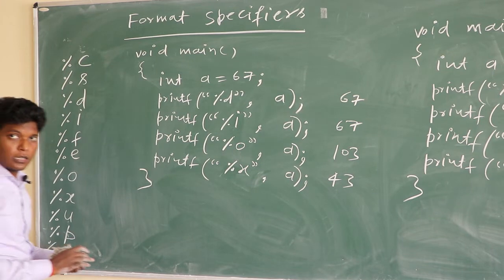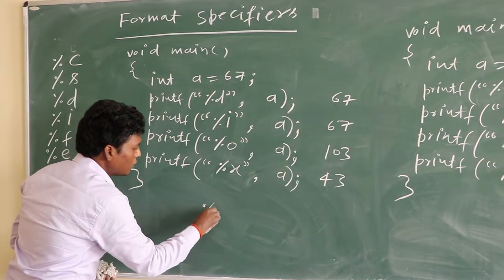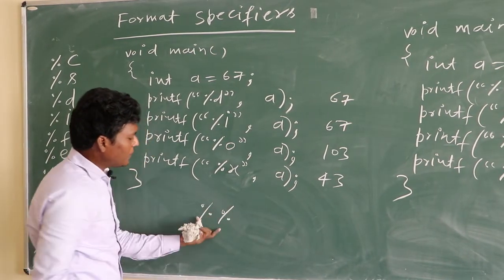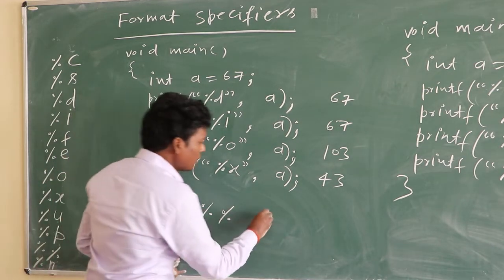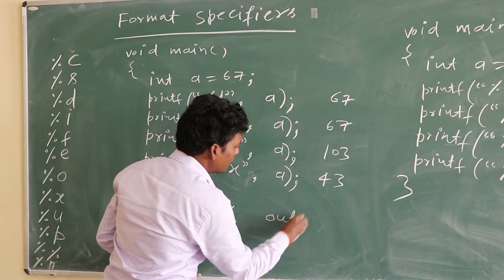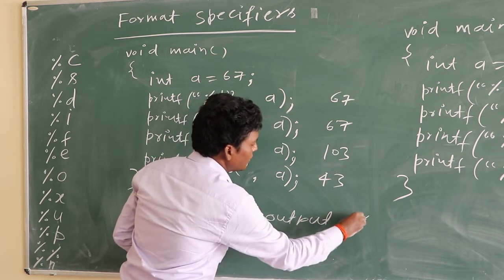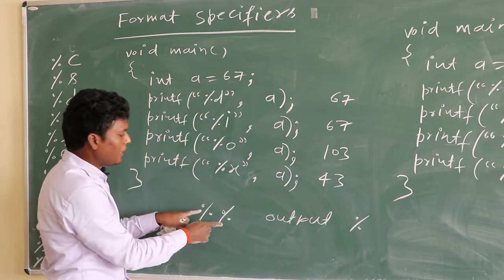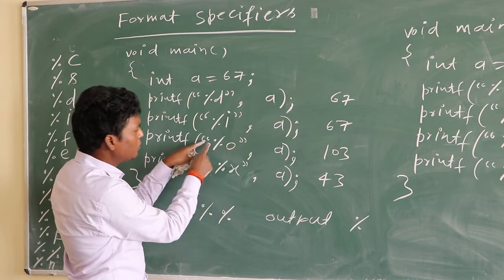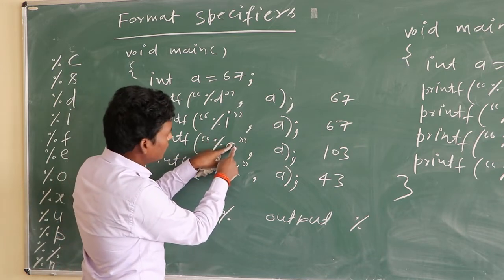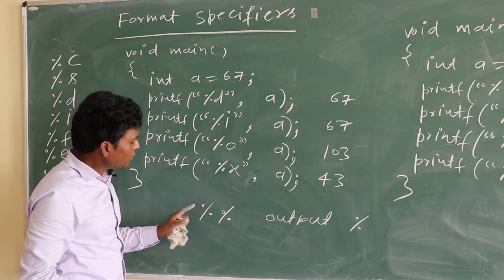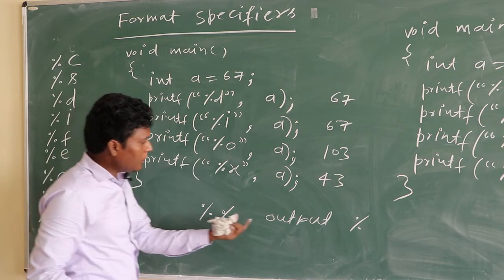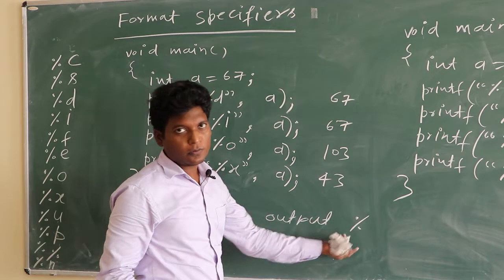%% prints %. If you are using %% in printf, this prints a single %. So if using %%, there will be a single % in the output.